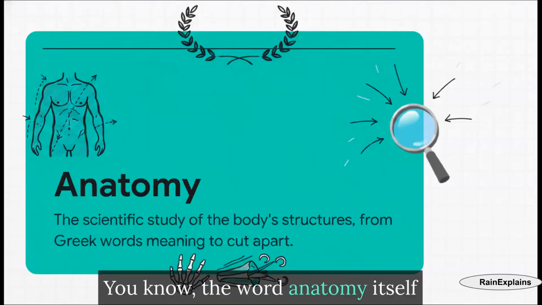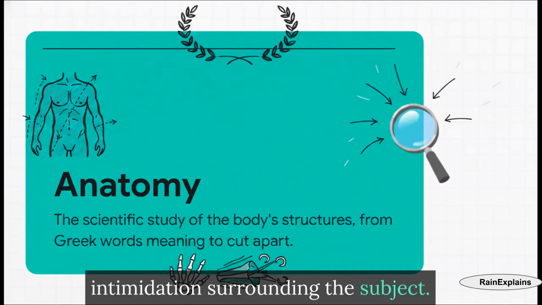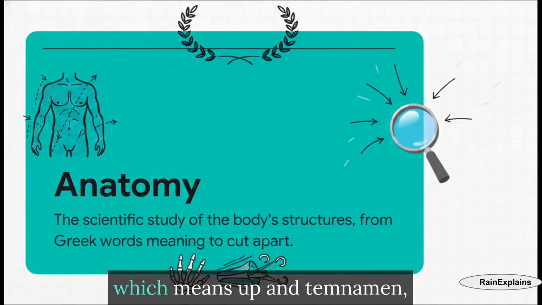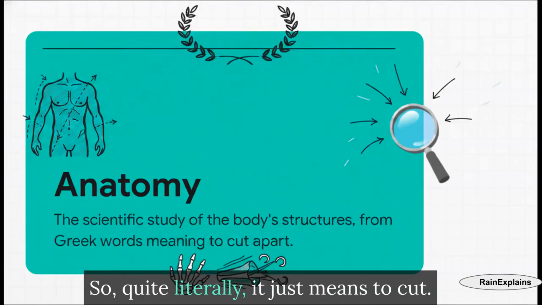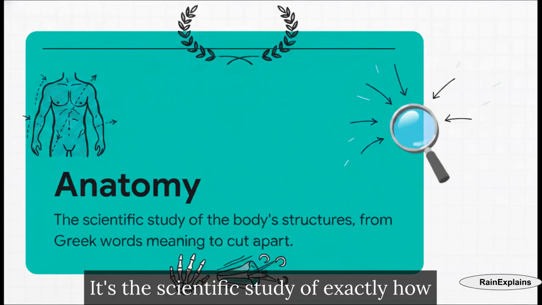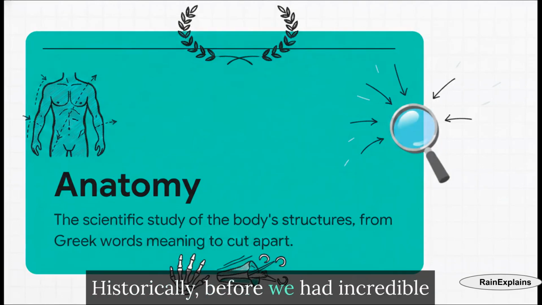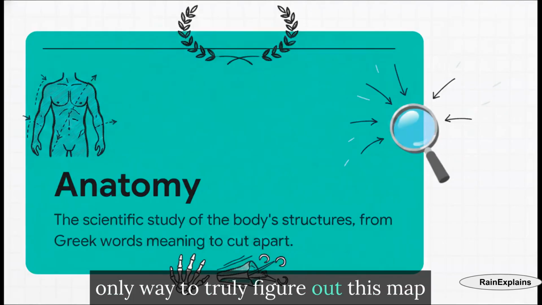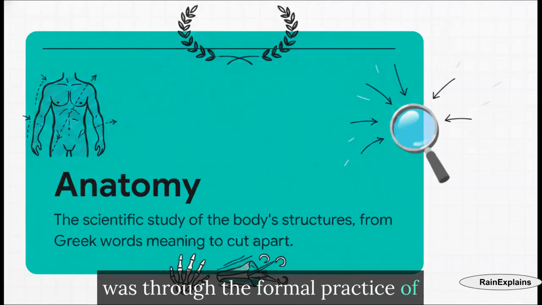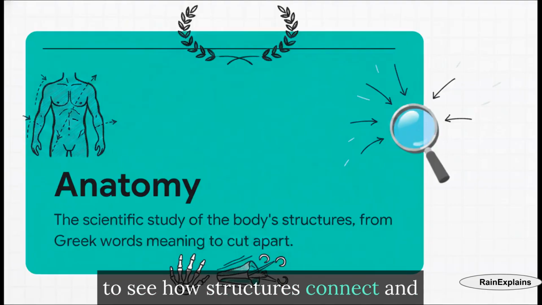You know, the word anatomy itself actually strips away a lot of the intimidation surrounding the subject. It comes from the Greek roots ana, which means up, and temnein, meaning to cut. So, quite literally, it just means to cut apart. It's the scientific study of exactly how the physical space of an organism is organized. Historically, before we had incredible tech like X-rays or MRI machines, the only way to truly figure out this map was through the formal practice of dissection, literally taking things apart to see how structures connect and relate within the living body.